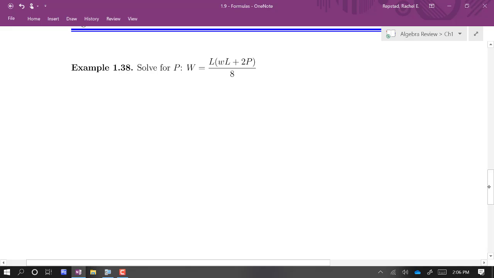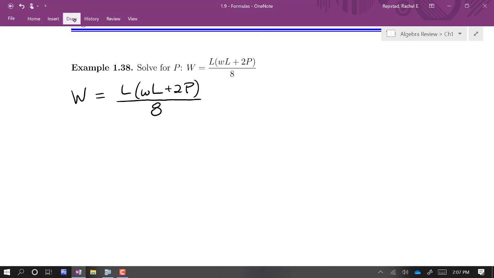Alright, next we want to solve this formula for capital P, or I guess there's not a lowercase p, so we just want to solve this for P. I'll note that P is inside parentheses, so I'm going to have to do something to get it out of the parentheses. The other thing I noticed is that this equation has a fraction. Let me write this out again. I'm going to start by getting rid of the fractions. I'm going to multiply both sides by 8.